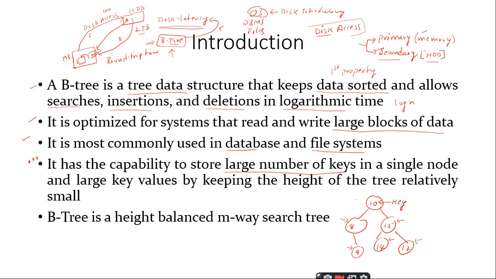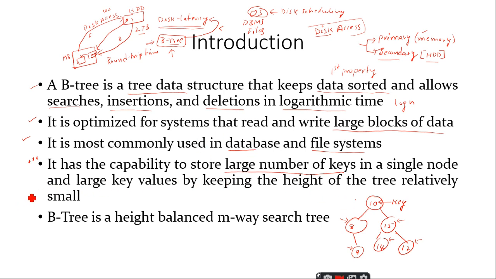But this B tree is something different from those trees, right? It is capable of storing a large number of keys. There is no need to store only one key inside a node. You can store 2 keys, 3 keys, 4 keys. That depends on the property that I will discuss, but please remember that a node in a B tree is capable of storing more than one key. Is it clear or not? Yes, sir, clear.